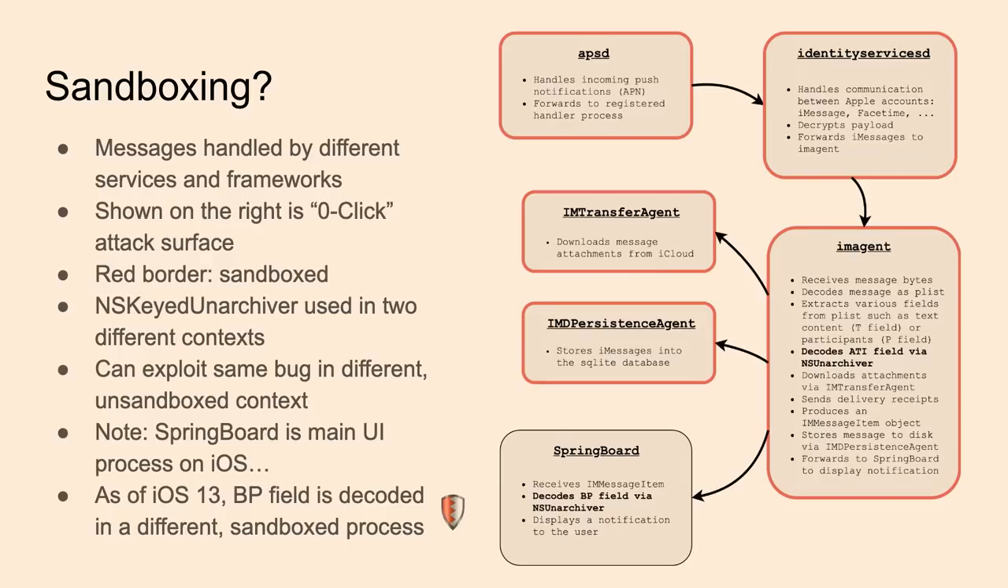What about sandboxing? If you do some more reverse engineering and figure out what services play into iMessage, this is what you end up with on the right side. You have a number of services. Most of them are sandboxed. The red border means there's a sandbox. Interestingly, SpringBoard also does some NSUnarchiver stuff, so it's decoding the BP key. So it could also trigger our vulnerability, and SpringBoard is not sandboxed, so it's the main UI process. It's basically what's handling showing the welcome screen and so on. What that means is we can just target SpringBoard, and then we get code execution outside of the sandbox, so we don't actually need to worry too much about the sandbox. As of iOS 13, this is fixed, and this key is now decoded in the sandbox.